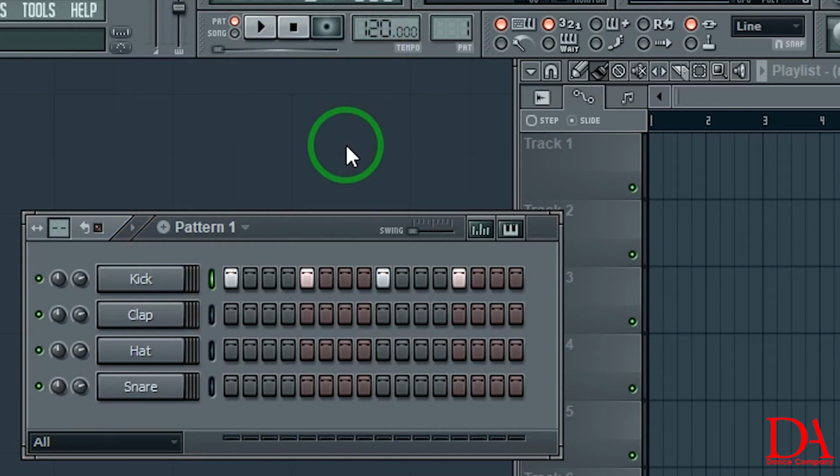Usually, most songs have a tempo of around 120, 130, 140 beats per minute. Of course, there are slower songs and faster songs. So this is the tempo, the speed at which a piece of music is played.